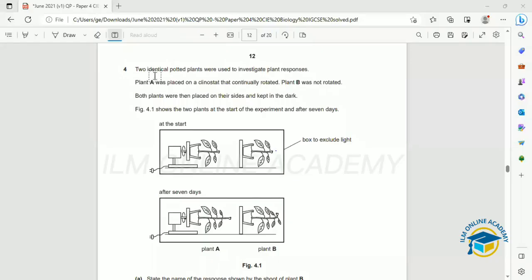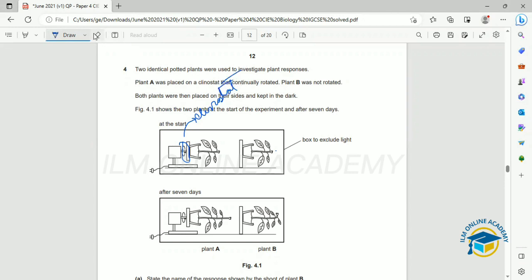Okay, so question number 4 says that two identical potted plants were used to investigate plant responses. Plant A was placed on a clinostat that continually rotated. So this is the clinostat right here. I hope you get it.